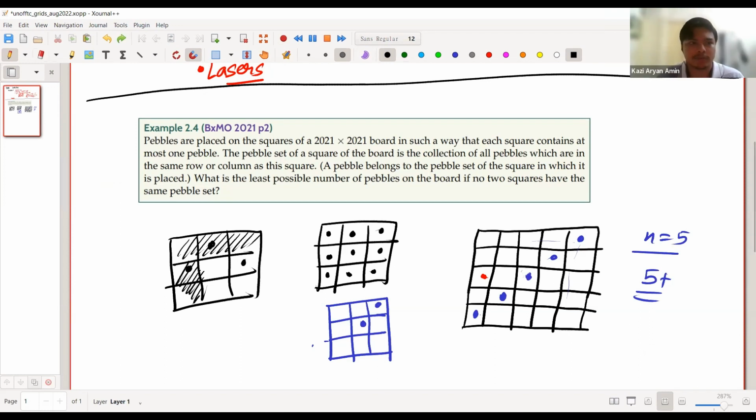But suppose you have something like this here, consider the red dot. By the red dot I just mean to highlight that square and this square, okay? The blue dots are still the pebbles. Then this guy has a pebble set of these two blue dots, and this guy also has only these two blue dots as its pebble set. So they have the same pebble set. So you need to add more pebbles. Does that make sense?